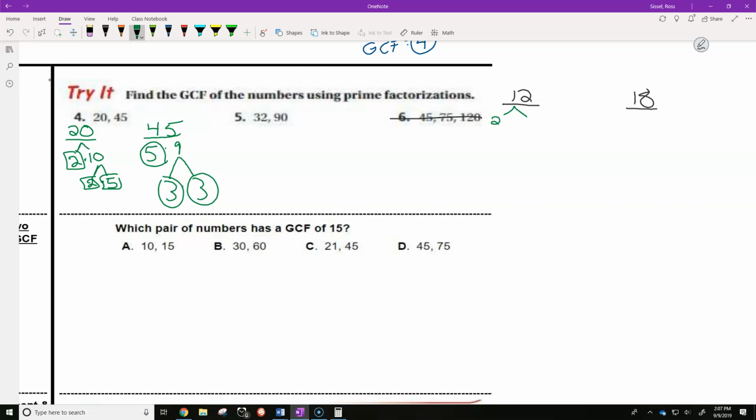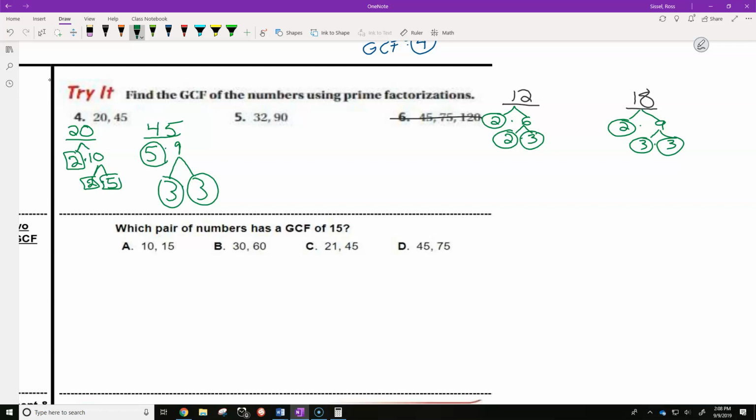12, I can make 2 times 6, and I make 6 2 times 3. I'm done with that factor tree. For 18, 2 times 9, and 3 times 3. I am done there as well. I've made our factor tree.